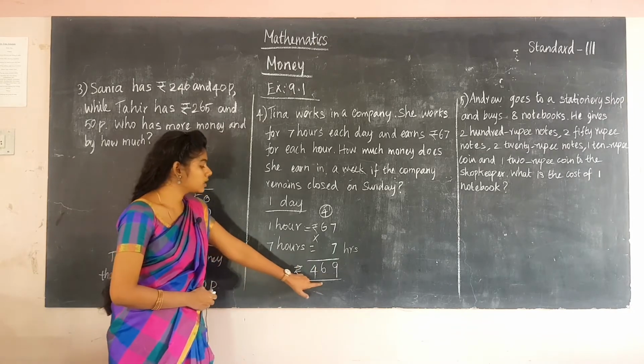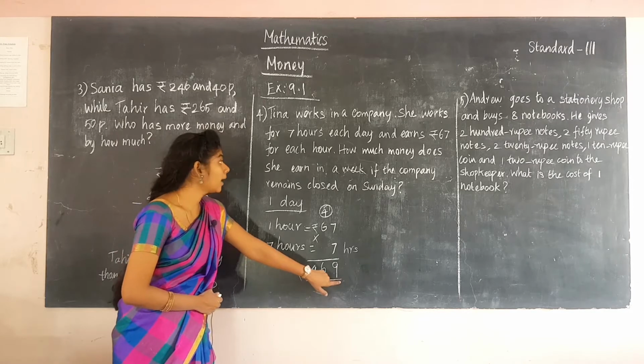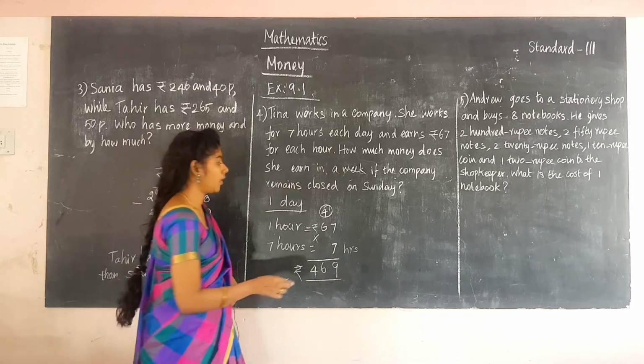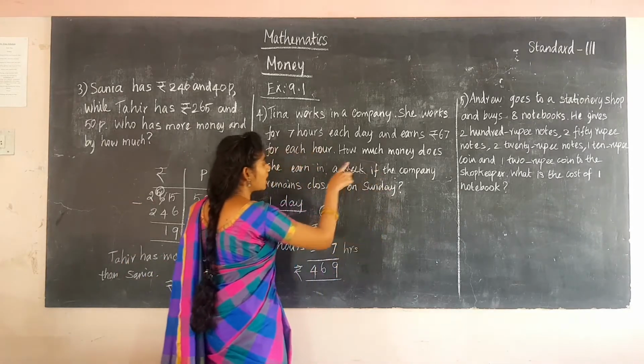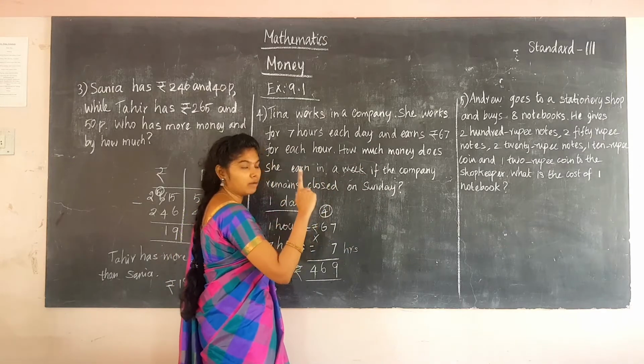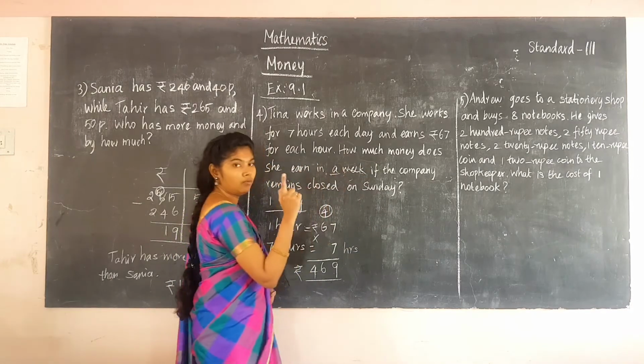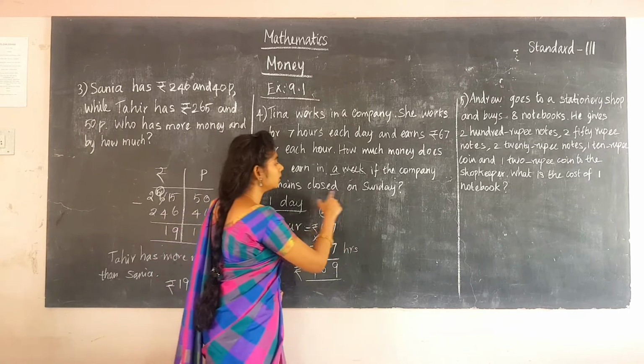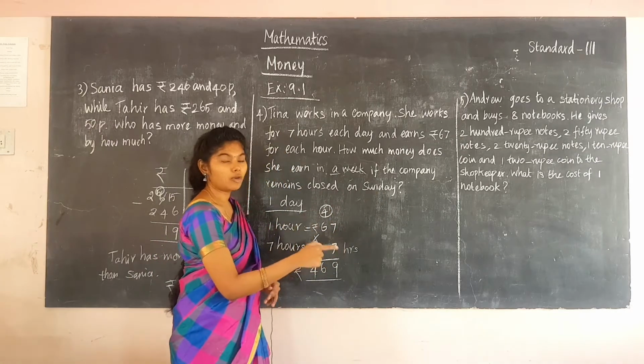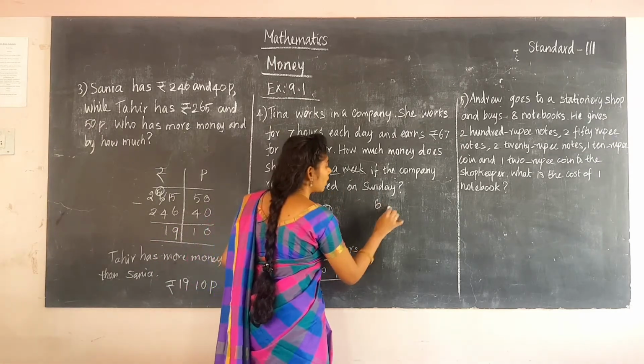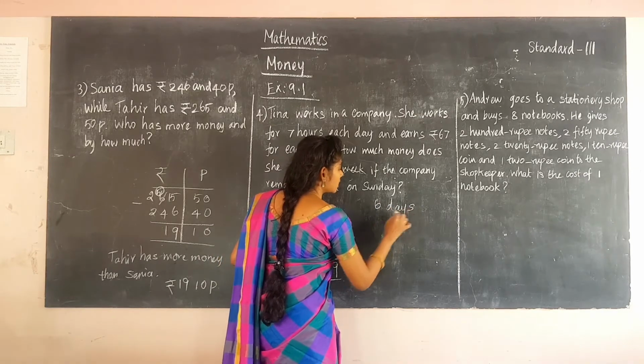For one day she is earning rupees 469, and for 6 days we are going to find now. They have asked for a week, and a week means 1 week. For 1 week, how much is she earning? Here Sunday is closed, so we need not take Sunday. So totally 6 days. We are going to find for 6 days.